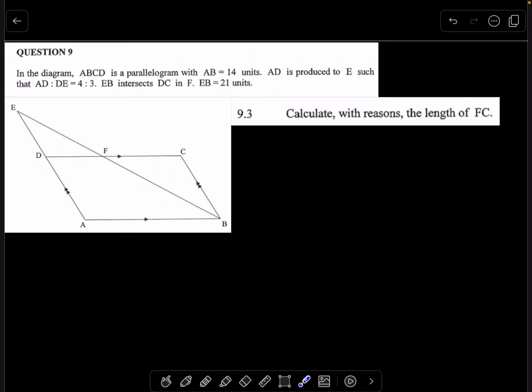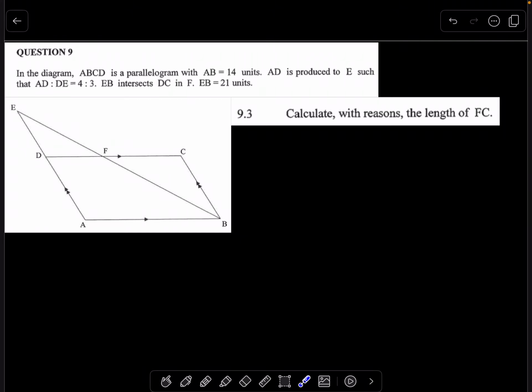Okay, so we know the length of AB. We were told that that is 14 units, and we know the ratio between these sides, so we know that the ratio between ED and DA is 3 to 4. So the ratio between ED and the whole of this side is 3 to 7, which is the same ratio as DF to AB. So if we know that this is 7 parts, then we can work out what 3 parts is.